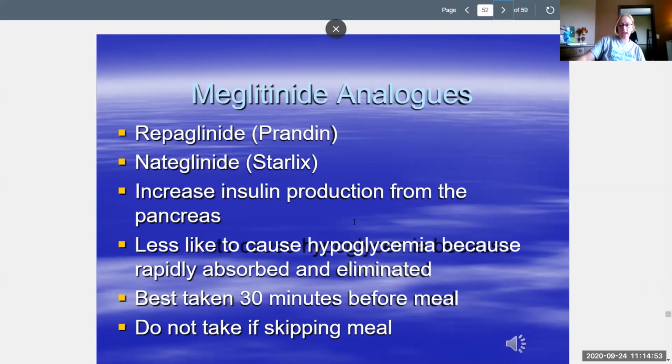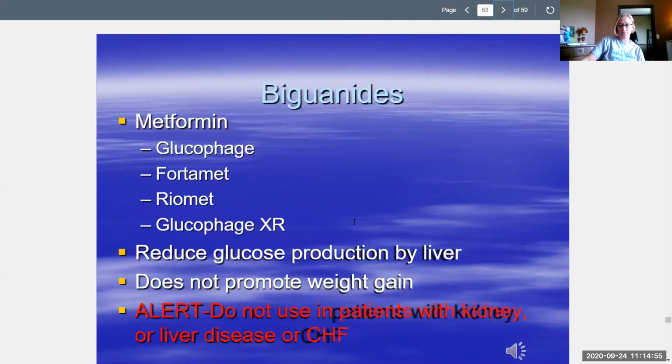All right, then we have our biguanides. So our biguanides are metformin. Those are all the brand names that you hear for metformin, but the generic form is metformin. Our biguanides reduce the glucose production in the liver. It doesn't promote as much weight gain.